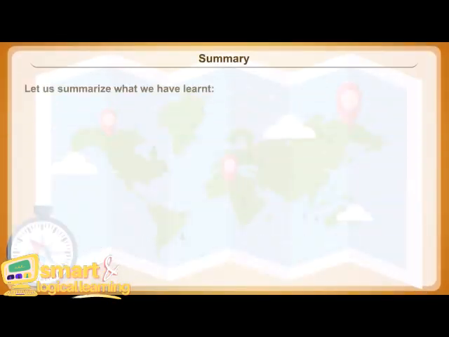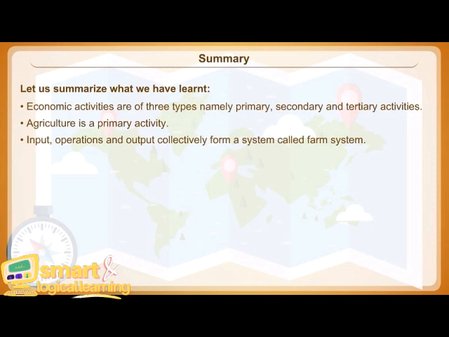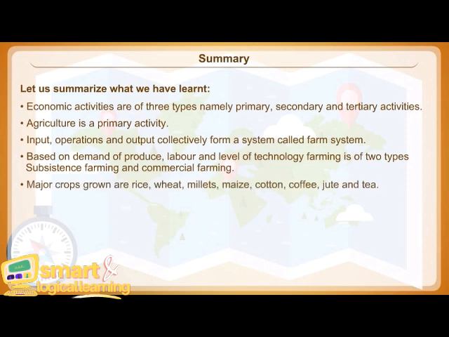Summary. Let us summarize what we have learned. Economic activities are of three types, namely primary, secondary and tertiary activities. Agriculture is a primary activity. Input, operations and output collectively form a system called farm system. Based on demand of produce, labor and level of technology, farming is of two types, subsistence farming and commercial farming. Major crops grown are rice, wheat, millets, maize, cotton, coffee, jute and tea.